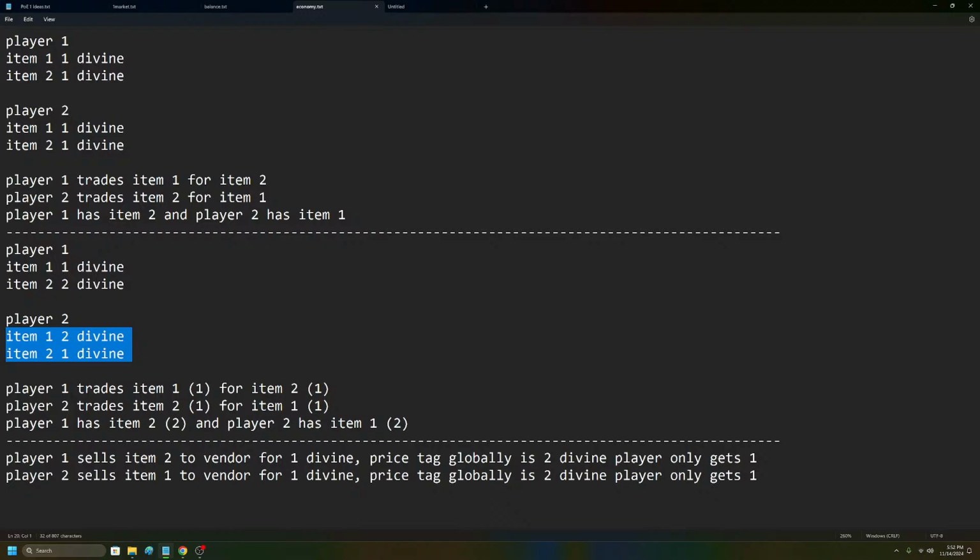Right? So player 1 trades item 1, which is 1 divine, for item 2 that is 1 divine. Now item 2 is 1 divine in the second player's market, their local economy. So this is still a fair trade right here. Even though item 2 is 2 divine in player 1's economy.